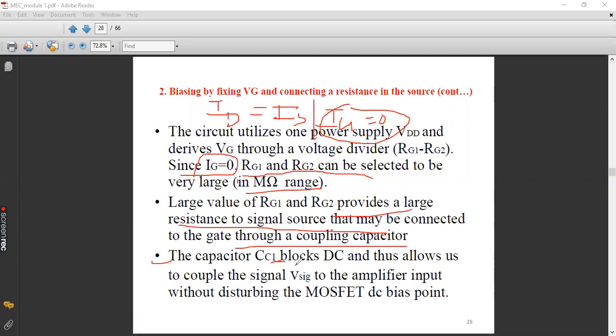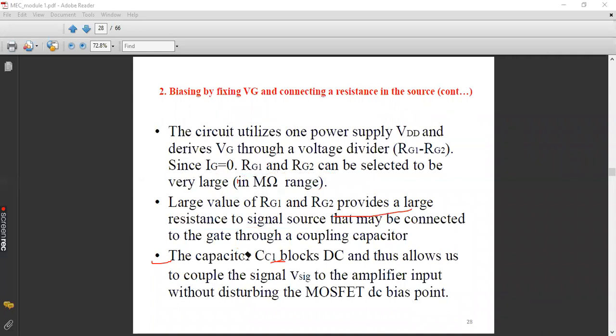Okay. So the condition is, while choosing RG1 and RG2, it should be in mega ohmic range and you have to connect a coupling capacitor CC1 in series with your signal source to block DC and pass AC so as not to disturb the Q point. Because once you fix a Q point and thereafter you are giving your signal source, at that time the Q point may shift. But that shifting should not happen. For that, the unwanted DC components coming from the AC source have to be blocked. So for that, we are going to give a coupling capacitor. I feel it is clear for you. Any doubts, please ask.